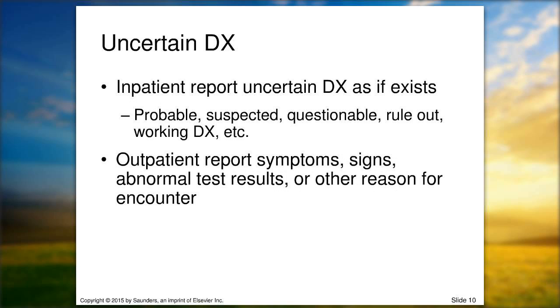Uncertain diagnosis, page 66 in your text-by-text step-by-step book. If it's an inpatient, the report is uncertain diagnosis as if it exists. So if you are an inpatient, you would report probable, suspected, questionable, rule out, and working diagnosis. If you have an outpatient, you would report the symptoms, signs, abnormal test results, or other reason for the encounter.